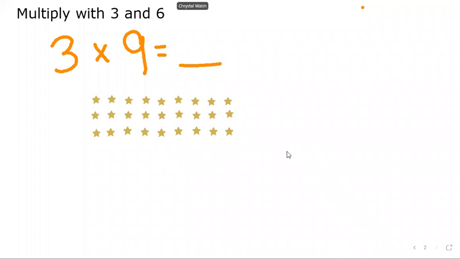Check your picture to make sure it looks like mine or similar to mine, where you have 3 rows, 1, 2, 3, and each row is equal. So each row is going to have 9 counters in it. Now let's go on. So what I'm going to do is I'm going to solve using this array. I can count all of these stars, absolutely.